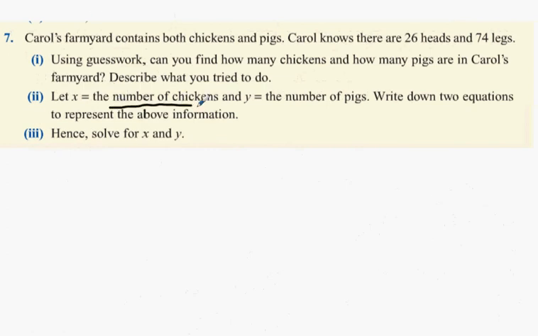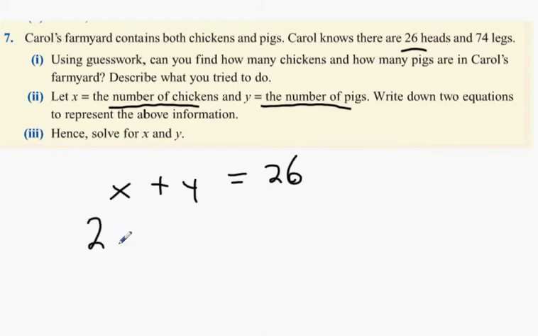Let x be the number of chickens, y be the number of pigs. The number of chickens plus the number of pigs must be equal to 26. There are 26 animals because there are 26 heads. That makes sense? Now, the number of feet. The number of feet belonging to the chickens is 2 multiplied by the number of chickens. Add it on to 4 times the number of pigs, which will result in the number of legs.